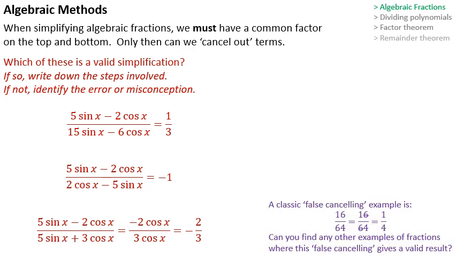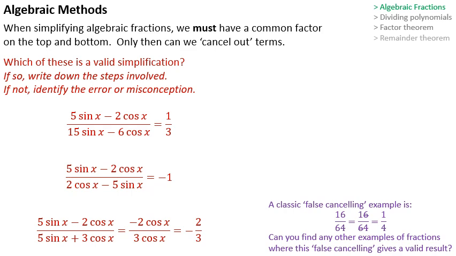Another thing you might want to have a go at, if you've solved the first three, have a think about this false cancelling example. Sometimes it's possible to do something incorrect and get what appears to be a correct answer. 16 over 64 certainly is equal to a quarter, but the reason it's equal is not because you can cancel out the sixes. See if you can find any other examples of fractions that do a similar thing. Maybe you can write yourself a program that finds numbers that do this.